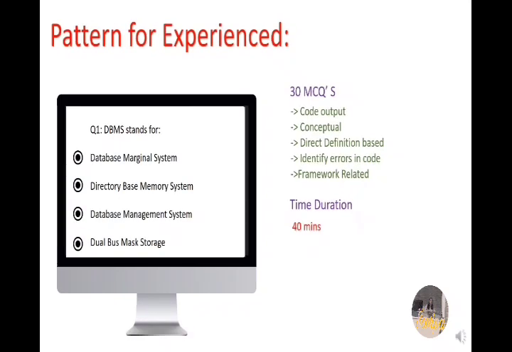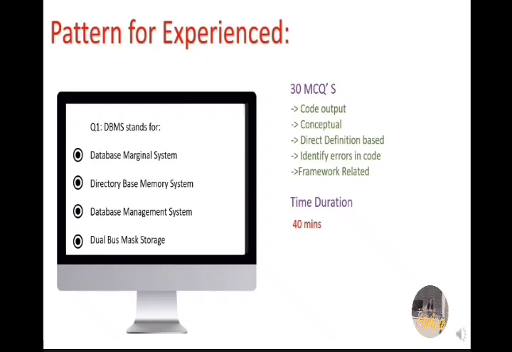Only 40 minutes you'll be having, and 30 questions will be given. So with this, I have covered each and every topic for different roles for experienced. So this is the pattern that will be given in your online test. So be prepared. All the very best, experienced folks who are preparing for the Accenture written test.